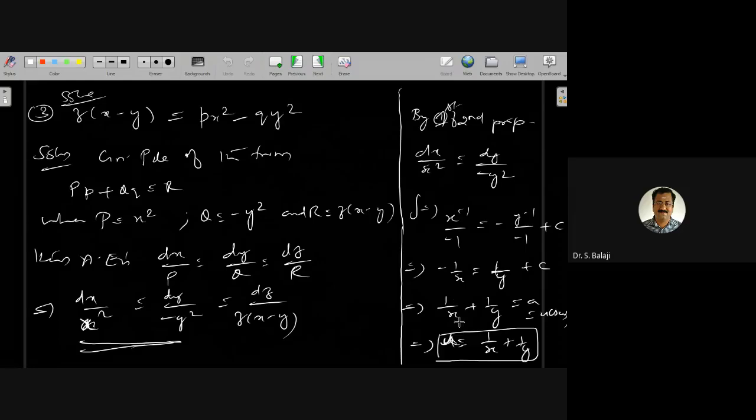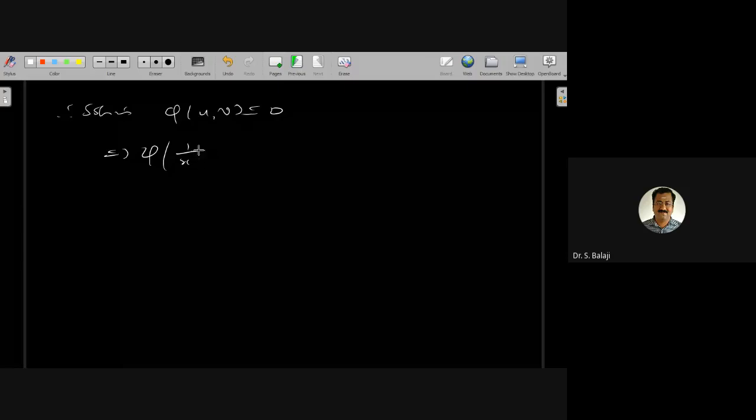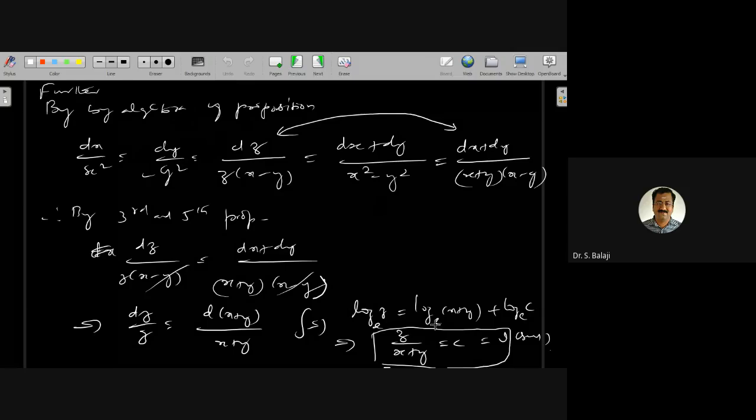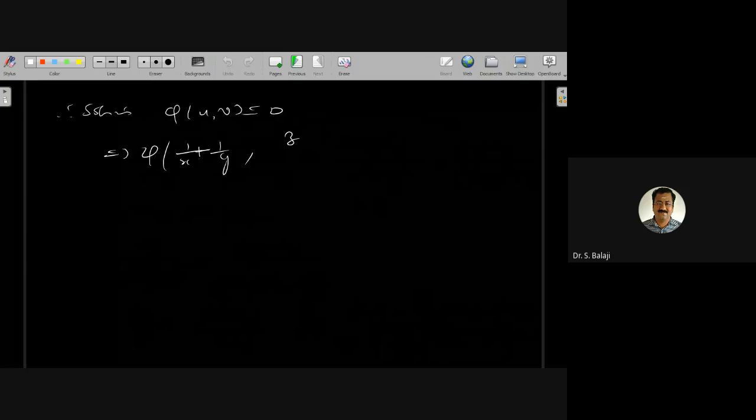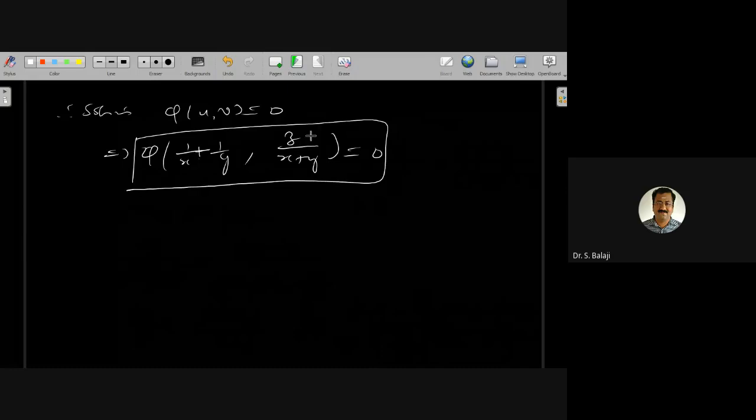Therefore, the solution is phi of (u, v) is equal to 0, where u is 1 by x plus 1 by y, and v is z by (x plus y). So phi of (1 by x plus 1 by y, comma z by (x plus y)) is equal to 0. That will be the idea we can use.